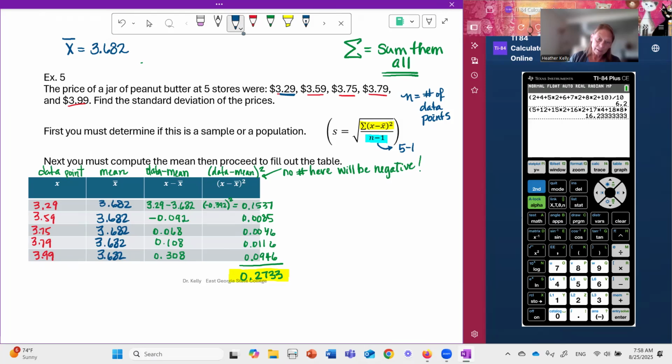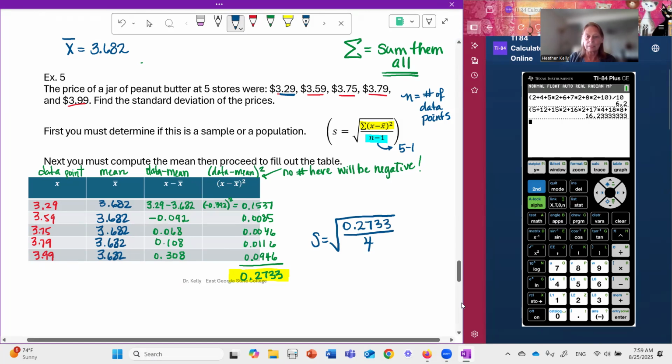So we're going to finish this up by saying s is equal to the square root of, and be careful with your square root, because notice this n minus 1 is underneath the square root, so you have to be careful here. We've got the 0.2733 over 5 minus 1, which is 4.